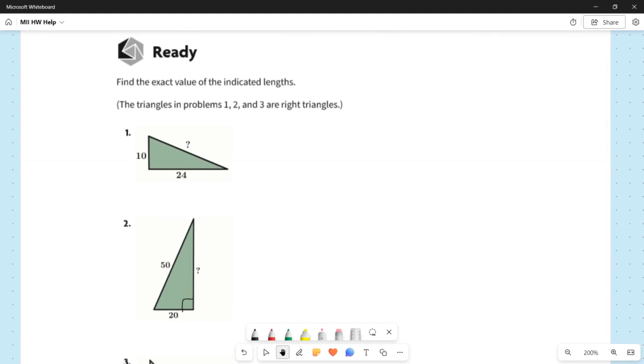Starting with the Ready section, our directions here say find the exact value of the indicated lengths. So when they say exact value, that means we do not want any decimal approximations. They want exact values. And we're also told that the triangles in problems 1, 2, and 3 are right triangles.